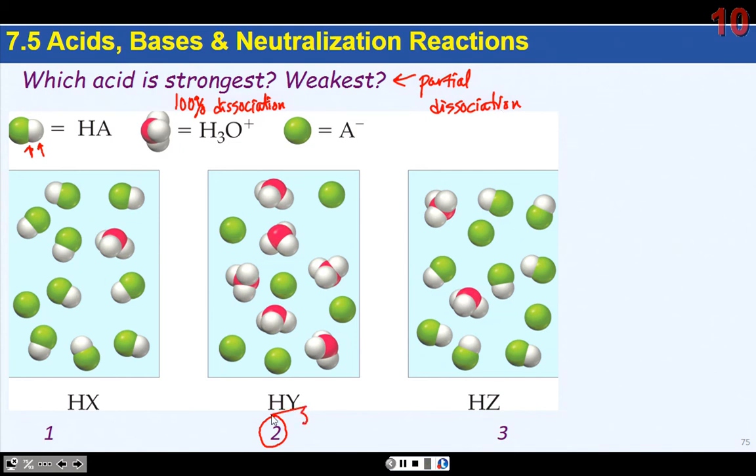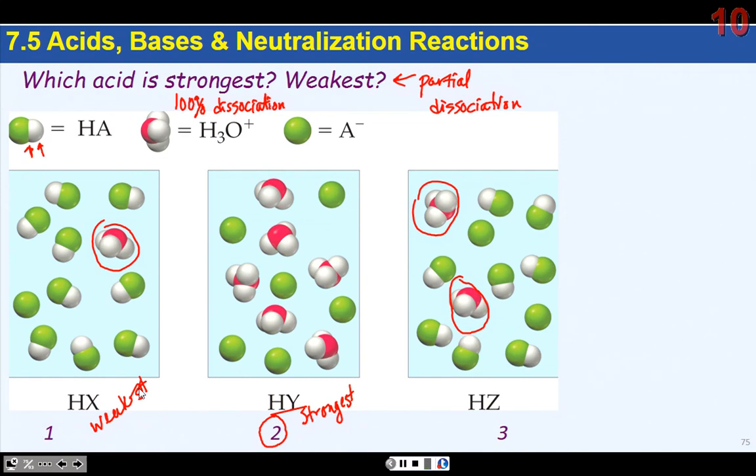So this is the strongest one. And then the weakest one is the one that's going to have the fewest dissociated anions from the acid. And I would assume from this example that we have 2 hydroniums on the right and 1 hydronium over here. So this one would be weaker, the weakest of these choices.